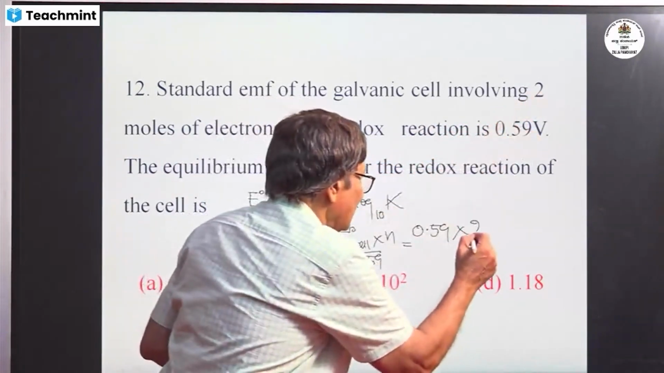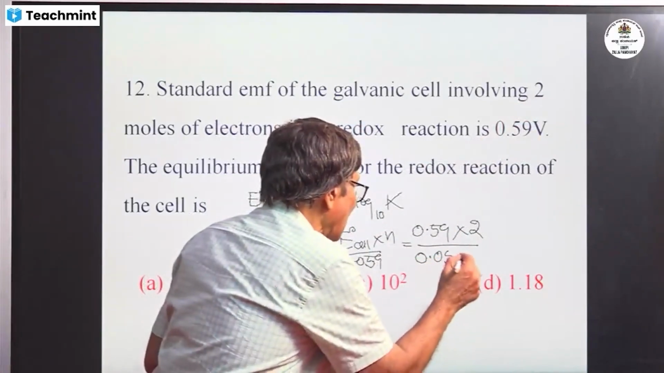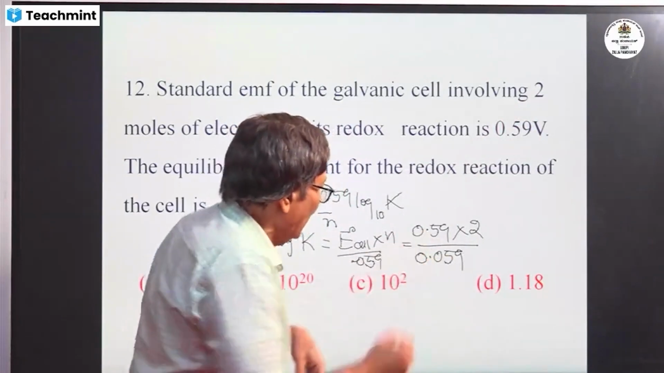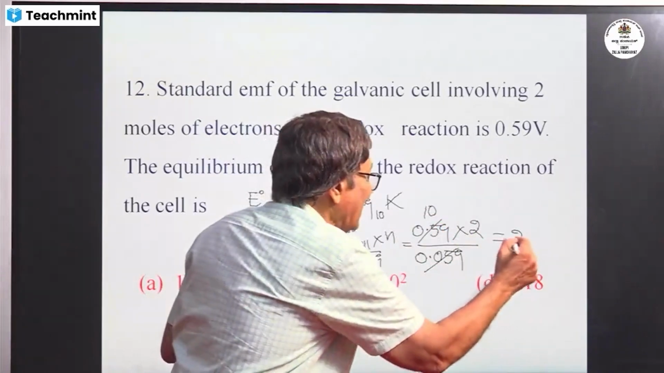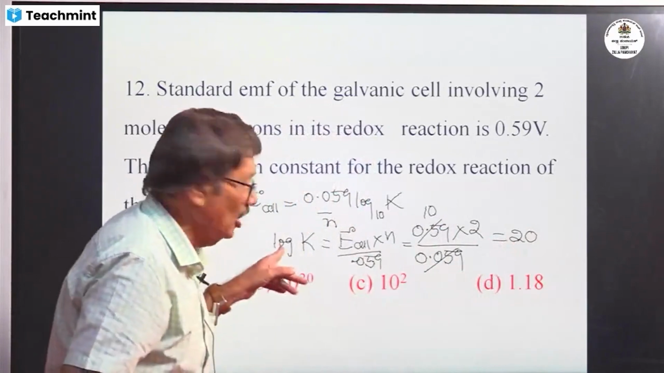That is N divided by 0.059. This is as it is. See here, quite simple. 0.059, 0.59. 1s are 10s are 10 into 2, 20. So what I want now is, I don't want this log.